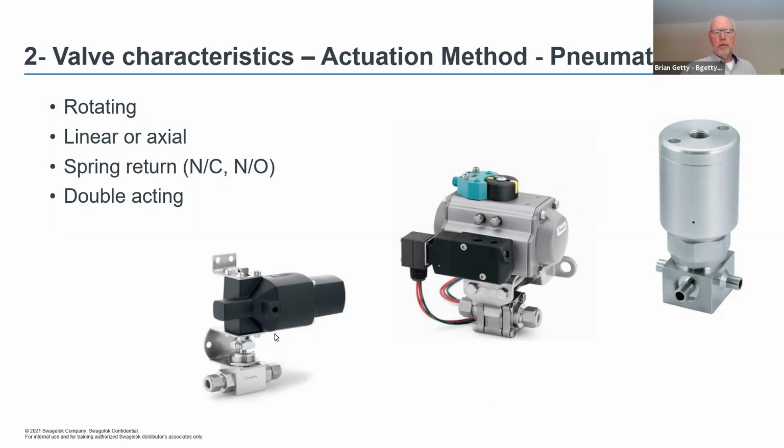This is a spring return, going to a double acting actuator, to a linear actuator, which operates up and down. Now a spring return can be either normally open or normally closed. So you turn your air on, as an example, and it will move the valve. As soon as you shut your air off, it will return the valve to its original position.